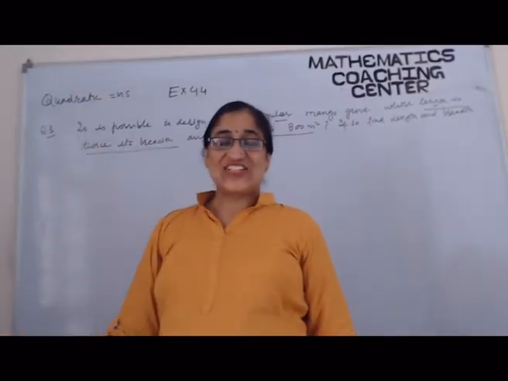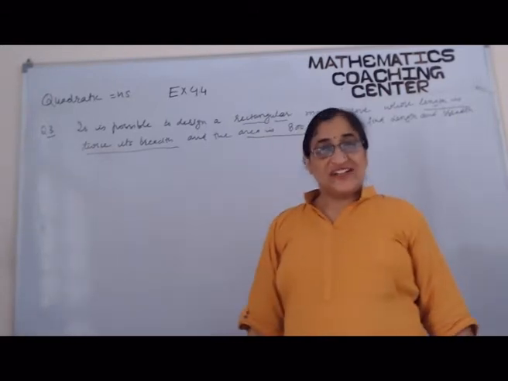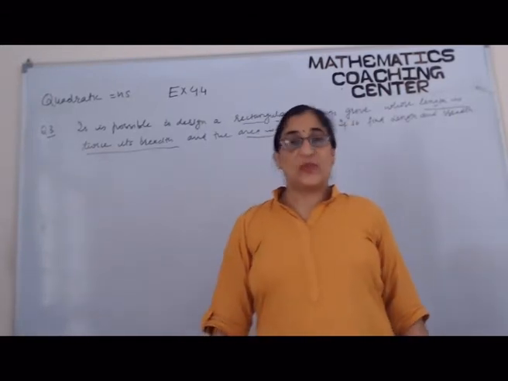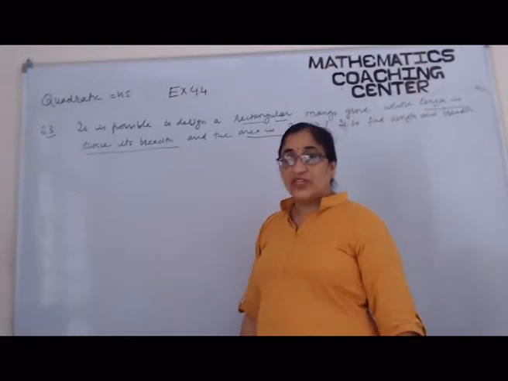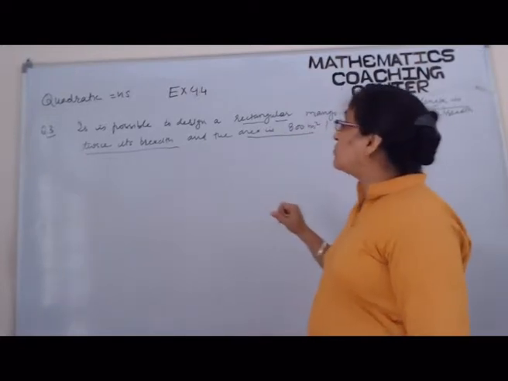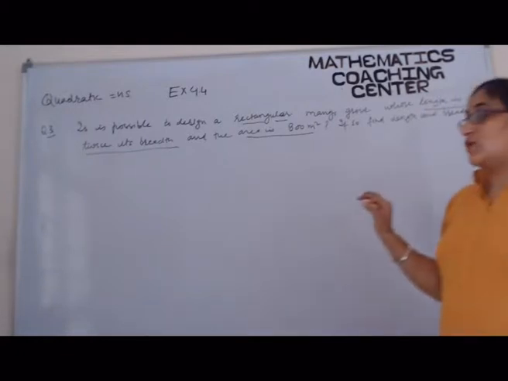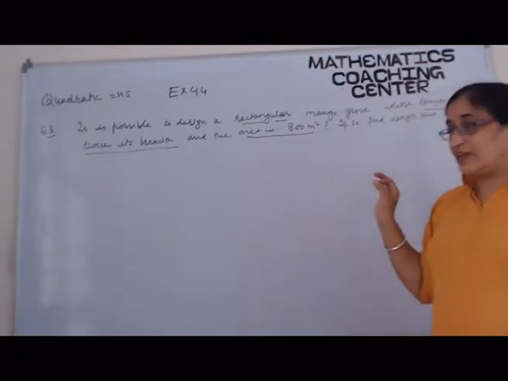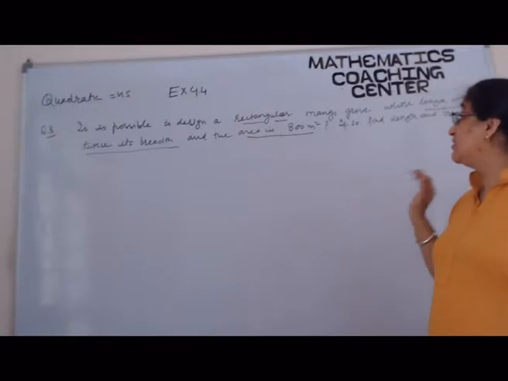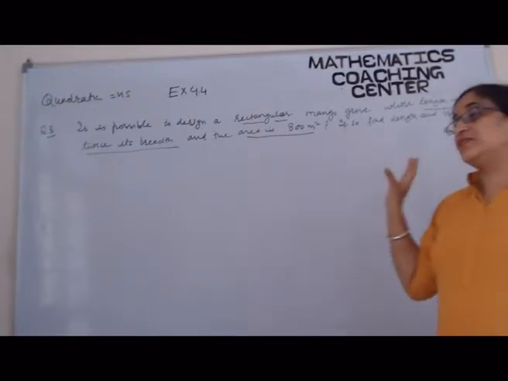Hello students, today's topic is quadratic equation. Our exercise is 4.4. Now our question number 3. Is it possible to design a rectangular mango grove whose length is twice its breadth and area is 800 meters square? If so, find length and breadth.